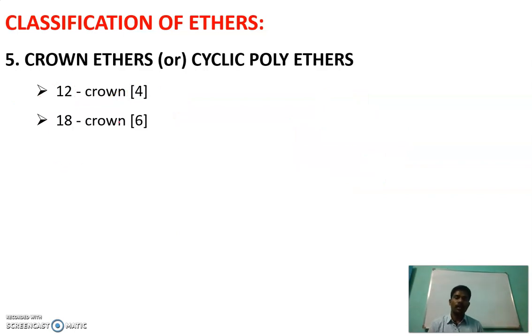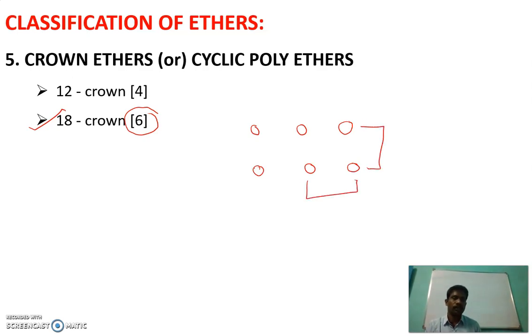Next, 18 crown 6. The name itself indicates it has 6 oxygen atoms. You can write here 1, 2, 3, 4th oxygen, 5th oxygen, 6th oxygen. 2 oxygen atoms are connected by 2 carbon atoms, like this. It's just like a Rangoli during the Pongal festival. Clear? So this is the structure for 18 crown 6.